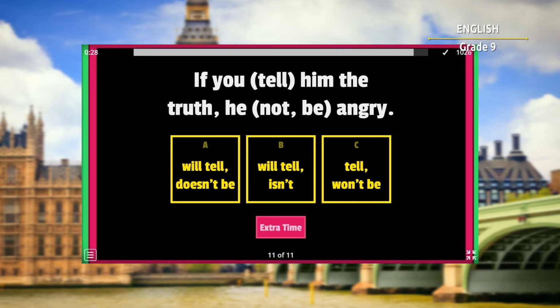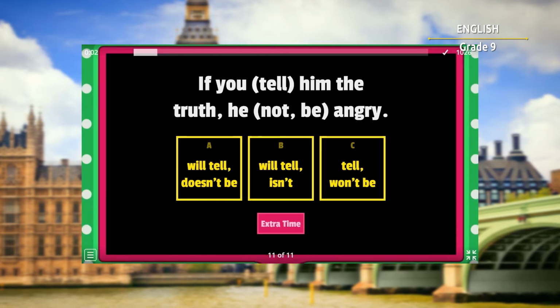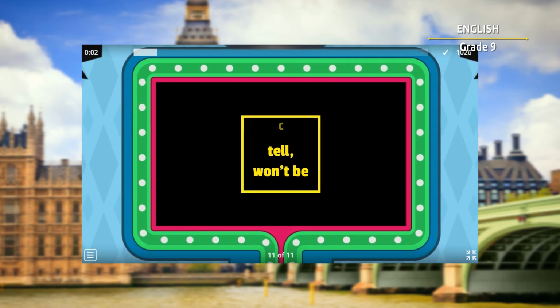Question number 11. If you will tell or if you tell. In the if clause, we use present simple. So, present simple is the second variant. If you tell him the truth, he won't be angry. In the main clause, we use will, negative won't. Let's check. Yes, this is the correct answer.